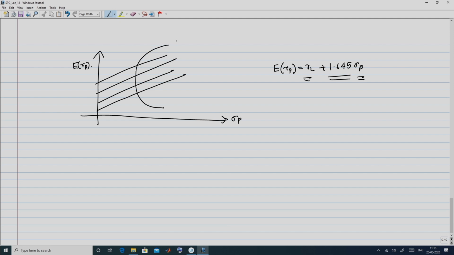If we take the sigma p, E of Rp plane, these are going to be straight lines. And then we have the efficient frontier. Suppose we call these portfolios E, F, G, H. All these portfolios have an identical slope of 1.645, but the RL, which is the intercept, is going to be highest in the case of portfolio E, because this has the highest intercept. And this is just the graphical representation of Kataoka's safety first criteria.